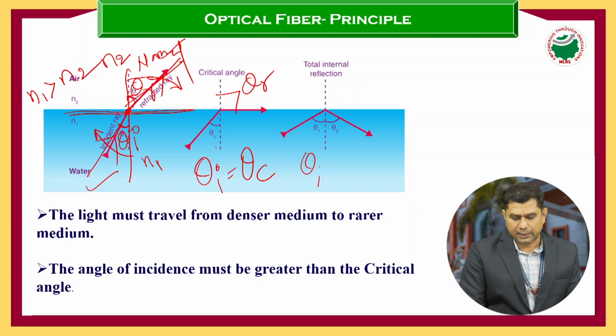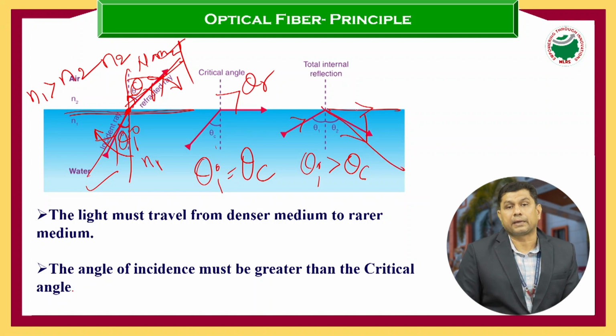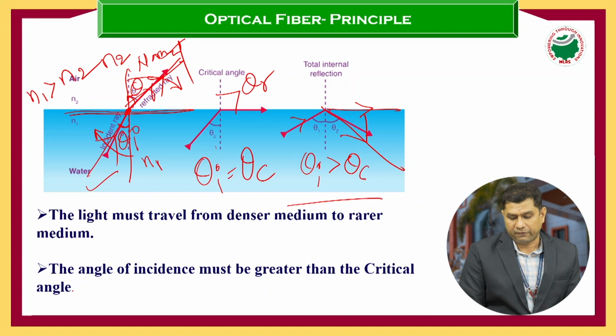Again, if the angle of incidence is greater than the critical angle, the ray, which was initially passing parallel to the boundary, is completely reflected back into the same medium. So this is the basic principle of the optical fiber. Till now, what did we learn? First of all, what is the optical fiber?